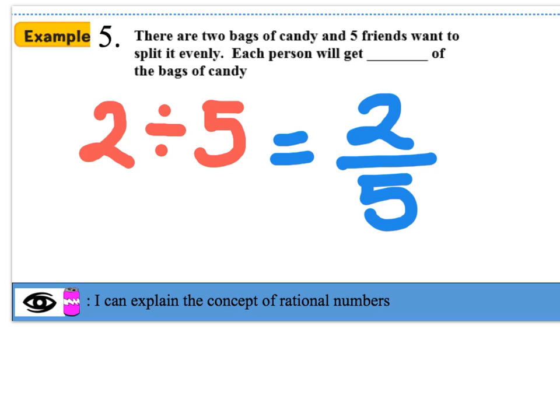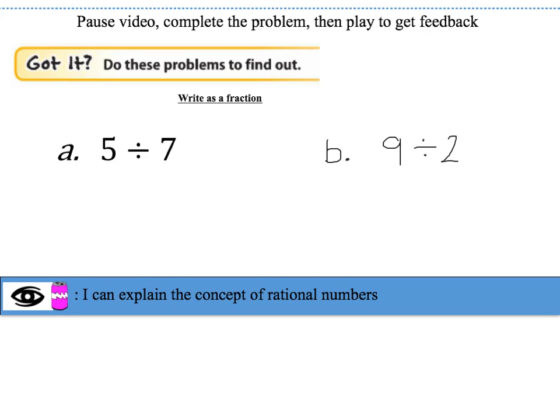So for our problem, we can write that each person will get 2/5 of the bag of candy. So pause the video, complete these guided problems, and then play it back for some feedback.